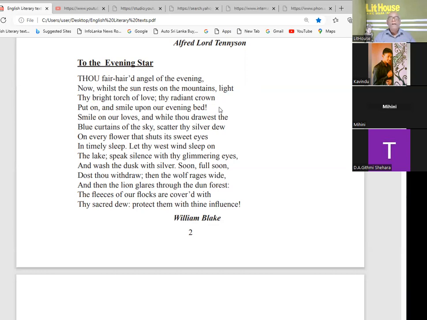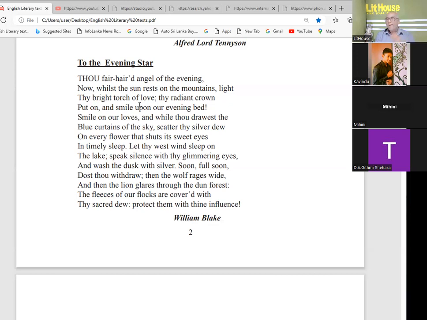Thy radiant crown put on. Another one. Thy radiant crown put on. And smile upon our evening bed. Now that is the rhythm. Meaningful breaking of the poem. Poetic lines.